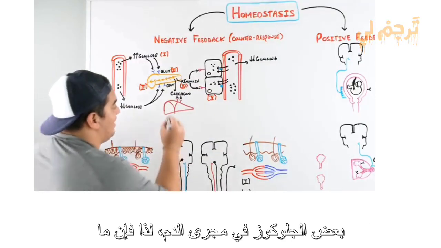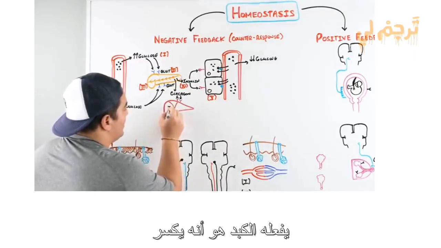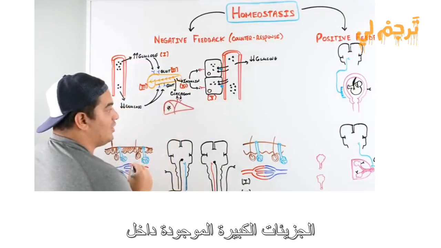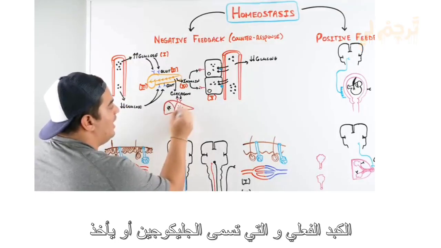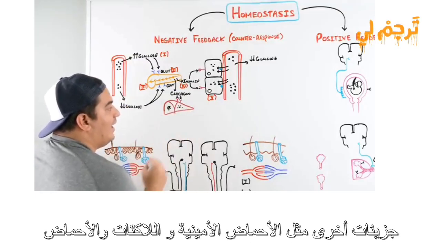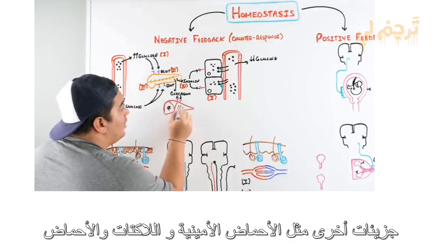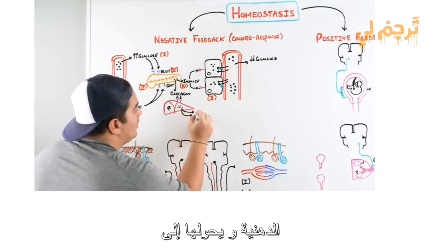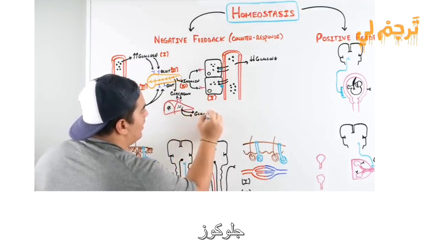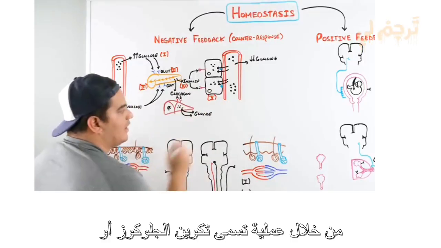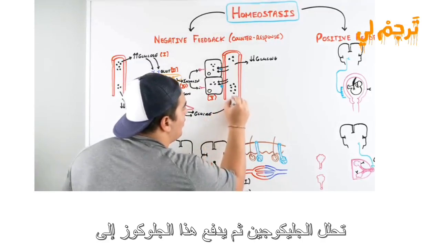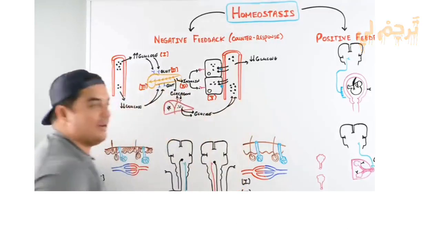So what the liver does is it breaks down big molecules present inside of the actual liver called glycogen, or takes other molecules like amino acids and lactate and fatty acids and turns it into glucose via a process called gluconeogenesis or glycogenolysis, and then pushes this glucose into the bloodstream.